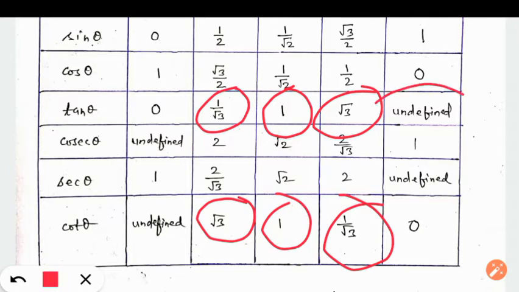Tan 90 degree is undefined, and the reciprocal of undefined is 0. Because 1 divided by 0 is undefined, the reciprocal of 1 divided by 0 is 0 by 1, and 0 by 1 is 0.